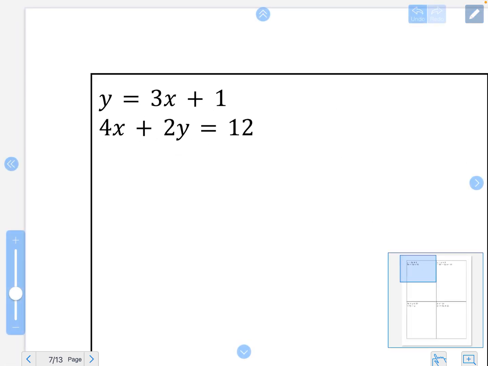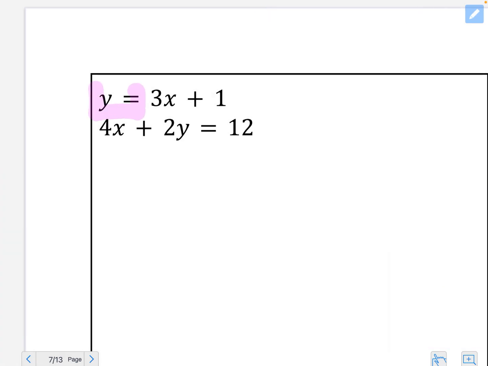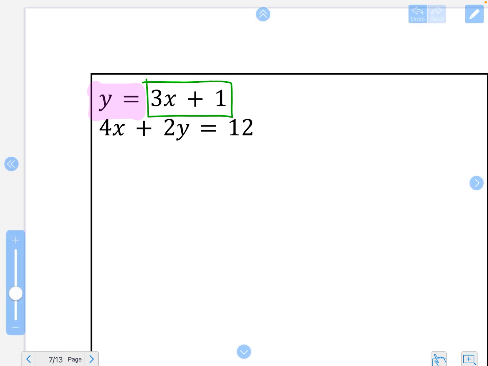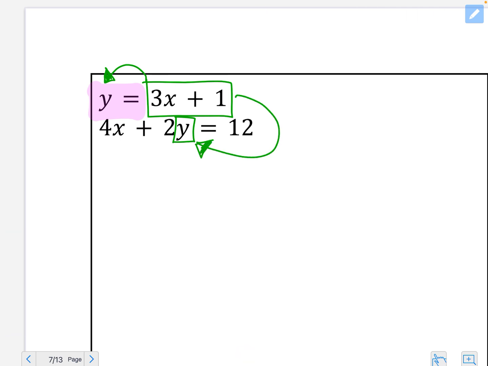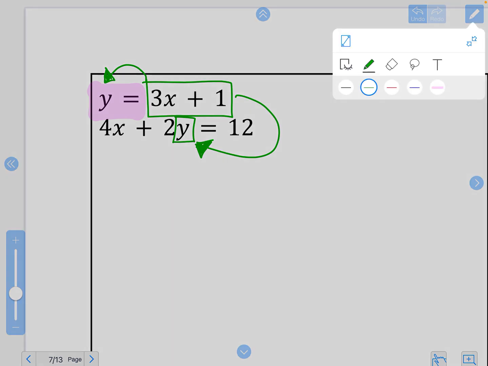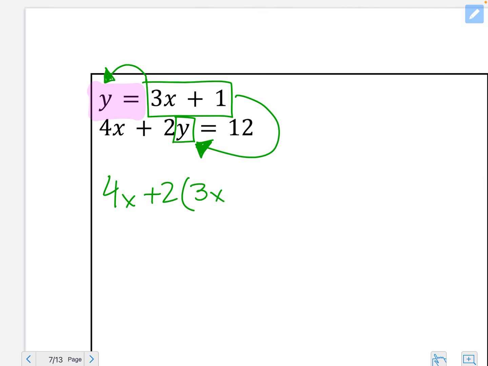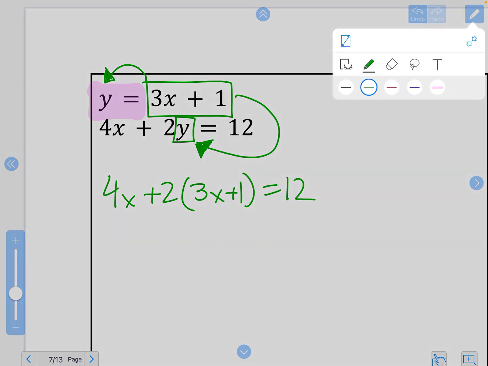All right, I'm going to find my y equals. I'm going to highlight. I'm going to put a box around everything after y equals. Because my box equals y, I'm going to put a box around the y in the next equation because that's what I'm going to substitute or replace. So now, 4x plus 2 parentheses 3x plus 1 equals 12.